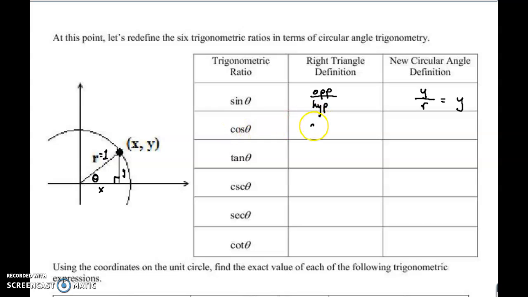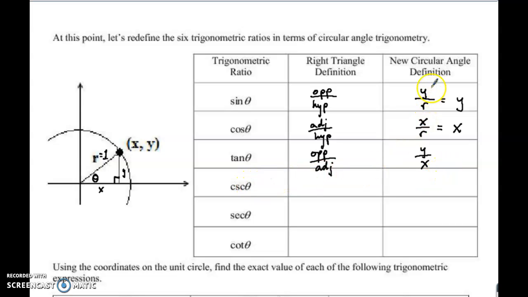Same thing with cosine. Cosine would be adjacent over hypotenuse, the old school way of doing this. Well, what's adjacent to theta? It's always made with the x-axis over r, the hypotenuse. Well, for our purposes, r is 1, so that means it's just the x-coordinate. And then tangent is opposite over adjacent, which leaves us with y over x.